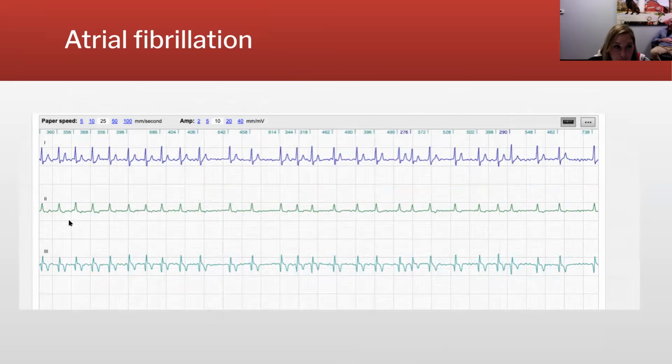Another ECG. Just note this paper speed is 25, so it looks even faster because everything's kind of squeezed together.